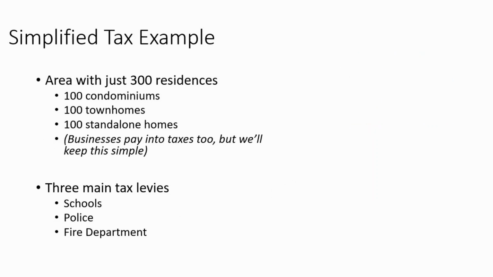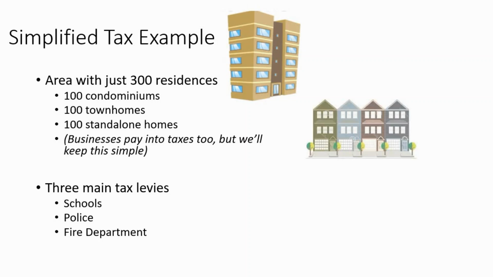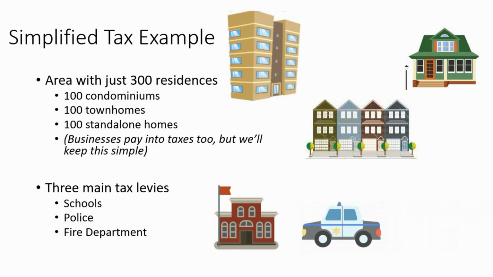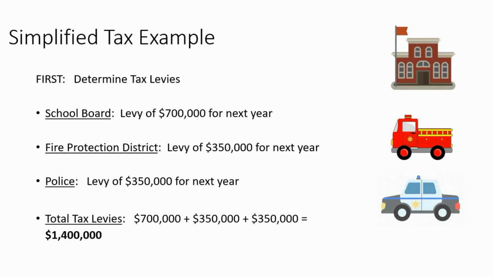So this is what we're going to do. Just a simplified tax example where you have an area with just 300 residences: 100 condominiums, 100 townhomes, and 100 standalone homes. Now, businesses pay into taxes too, but we're just going to keep it simple here. Then we have three main tax levies: schools, police, and the fire department. So now we're going to go through that four-step process, just doing these three sets of homes and these three tax levies. The first step is, of course, determine the tax levies.